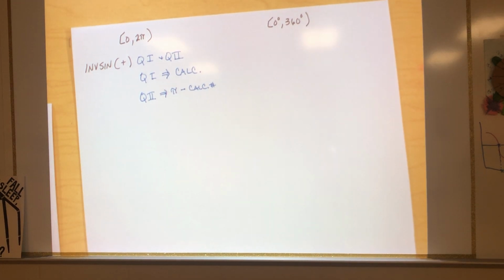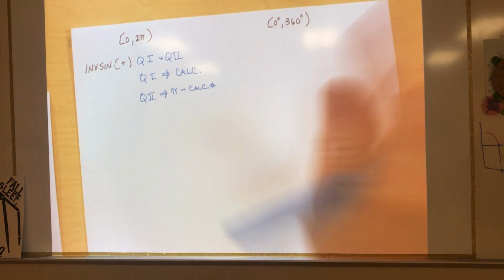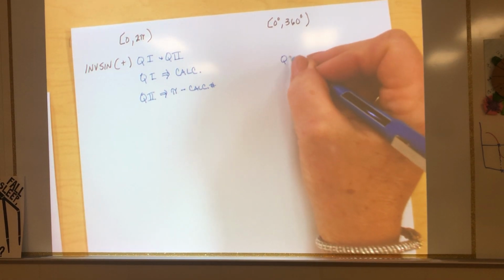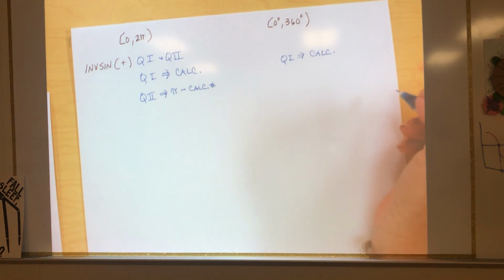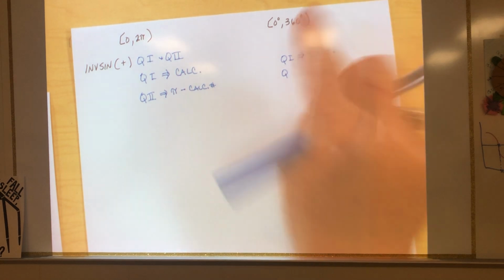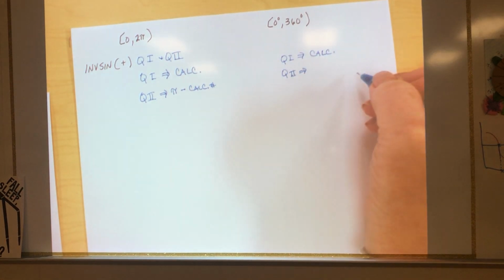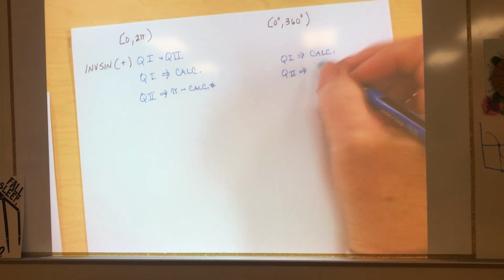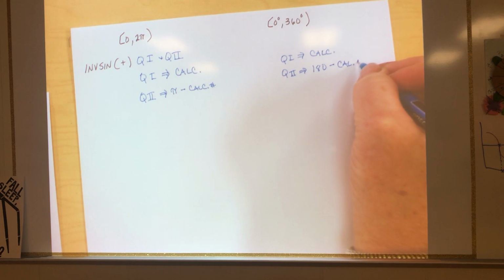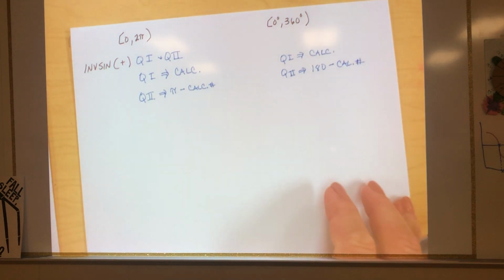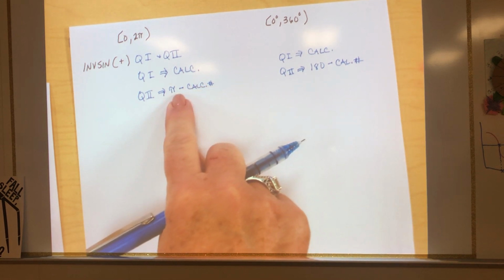Now, over here on quadrant one, I'm still going to get the angle from the calculator. Quadrant two, I'm in degrees. So how are you going to do quadrant two? Subtract it from 180. So you're going to say 180 minus the calculator number. So when you're in degrees, you use degrees. When you're in radians, you use radians.